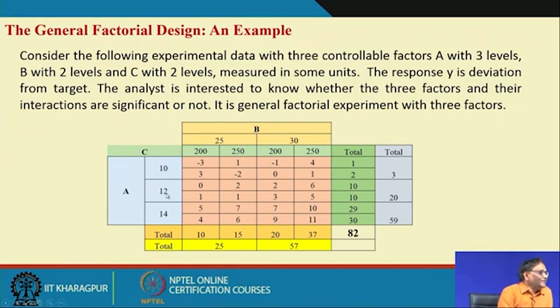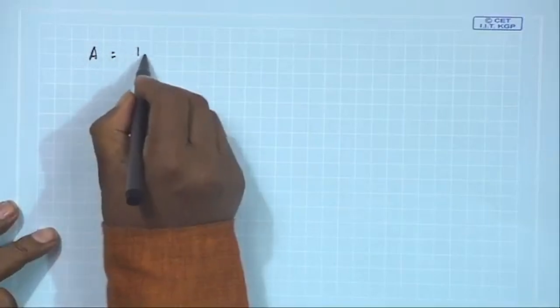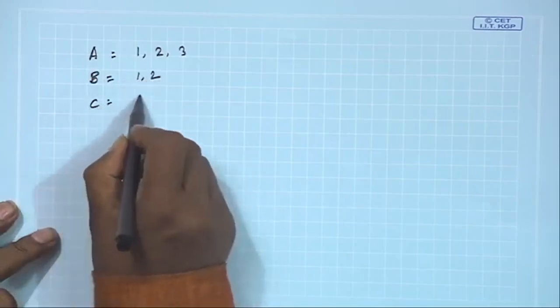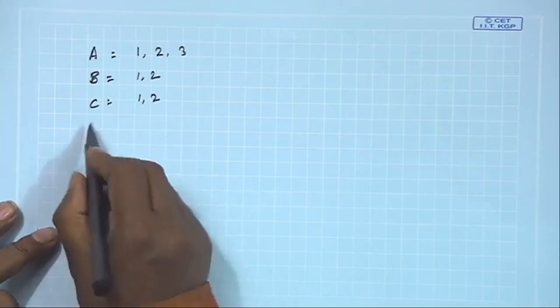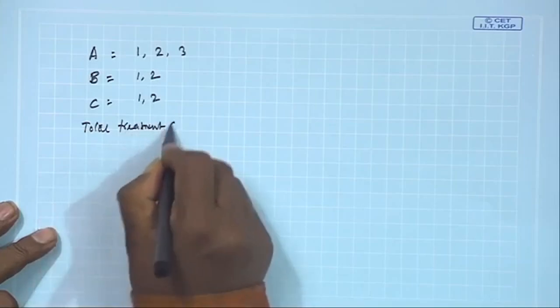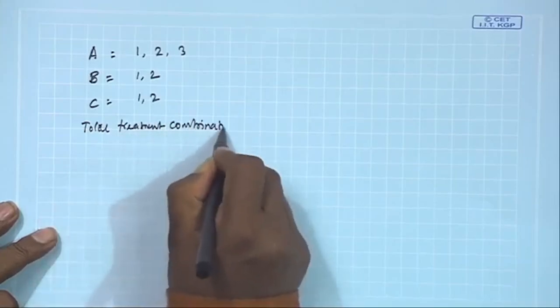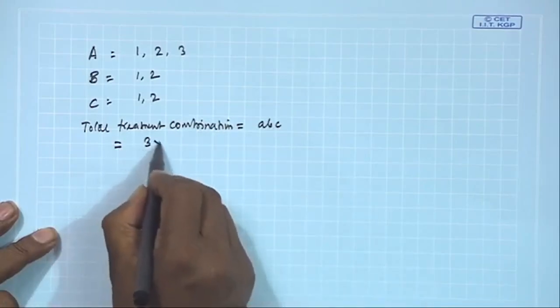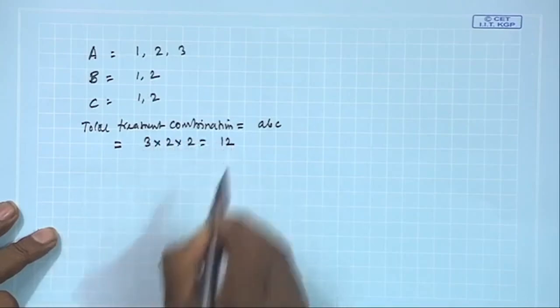A with 3 levels 10, 12, 14, B with 2 levels 25, 30, C with 2 levels 200 and 250. So, in our example, we have three factors: A with 3 levels, B with 2 levels, C with 2 levels. So, we have total treatment combinations equal to A B C, equal to 3 cross 2 cross 2 equal to 12.